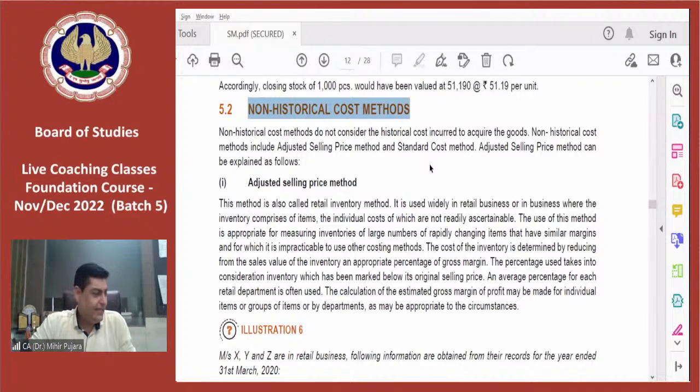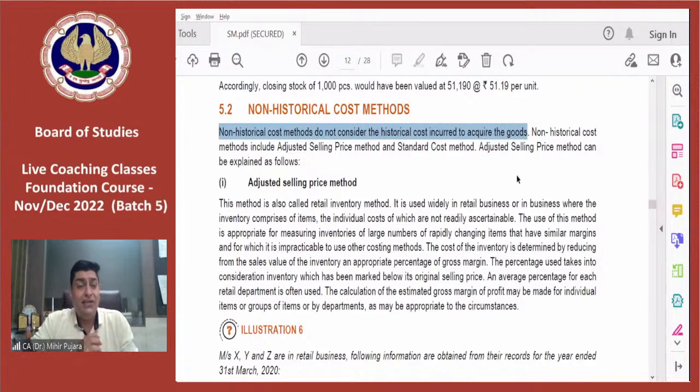Now, next is a non-historical method. What is the meaning of non-historical method? That we will not consider the prices. In the non-historical method, we will not consider the prices. मतलब we will not consider the purchase price. जो भी था ना, ये 55, 50, 60, वो सब prices अब consider नहीं करेंगे.